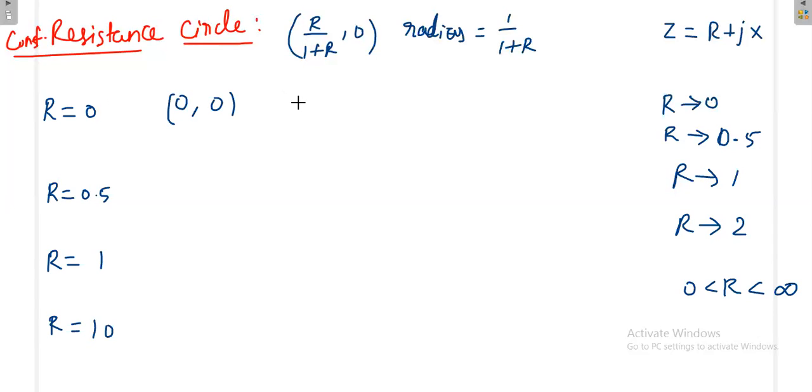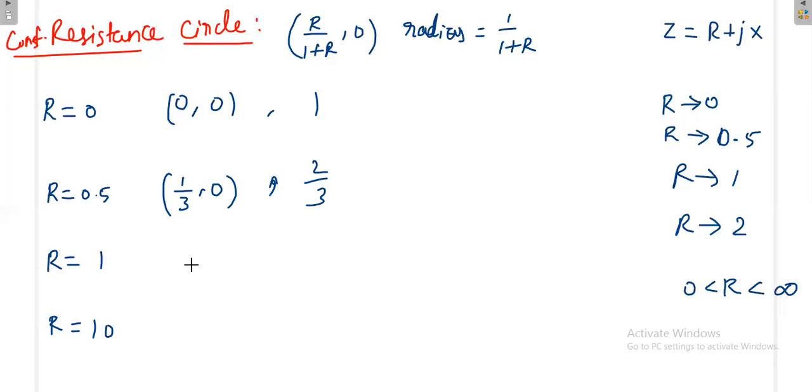Radius is simply 1. What happens when R is equal to 0.5? 0.5 divided by 1.5. What is the answer? 1 by 3, comma 0. Now what happens? 1 plus 0.5 is 1.5, so the radius is 2 by 3.